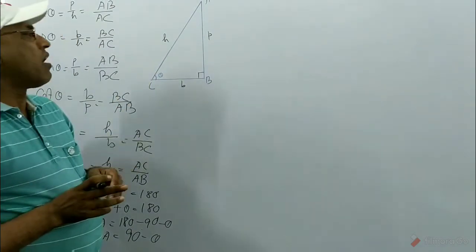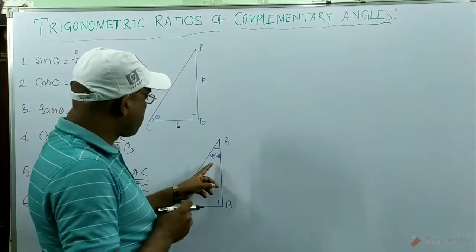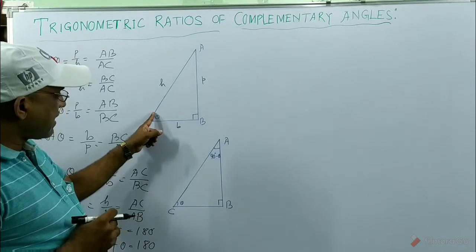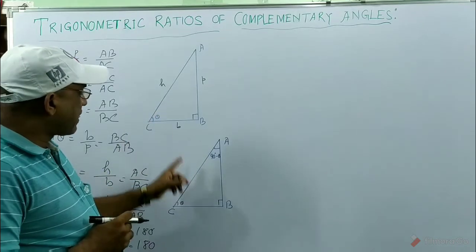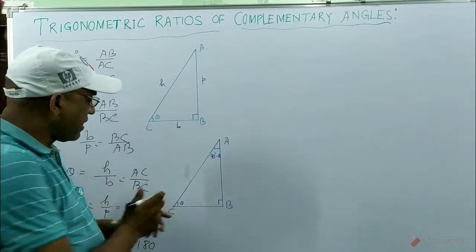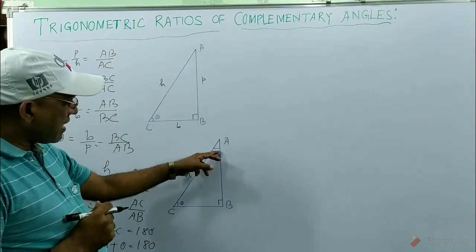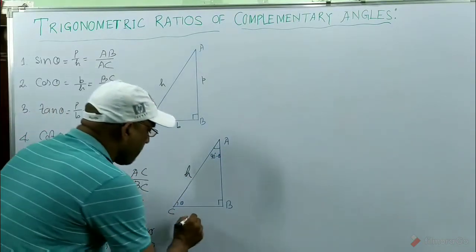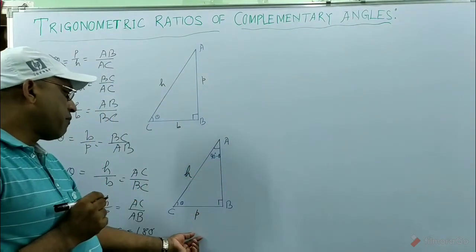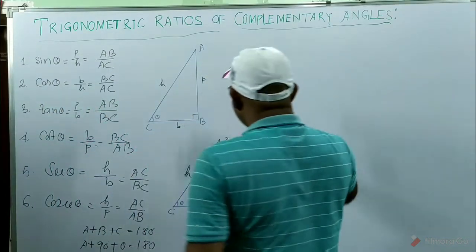Now we redraw the same figure. First we consider the theta angle, then this is the perpendicular and the 90 degree angle has the hypotenuse. If we assume the angle 90 minus theta, the perpendicular will change. If we consider this angle, this will be the perpendicular and the remaining is the base.